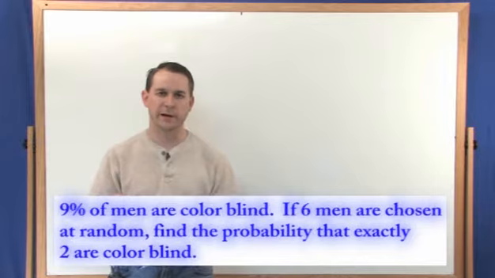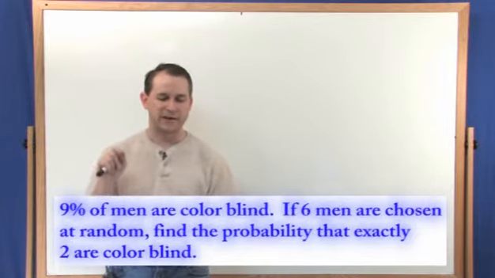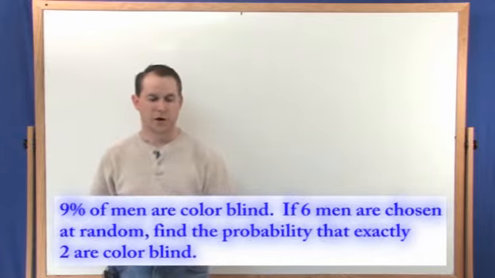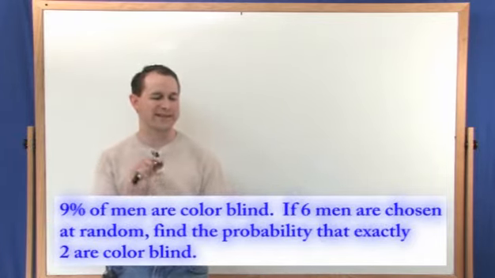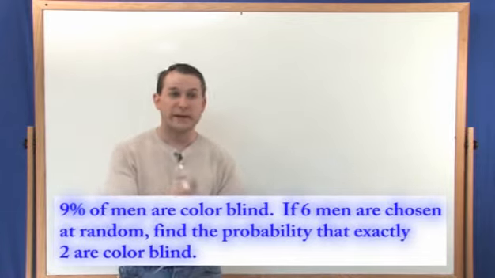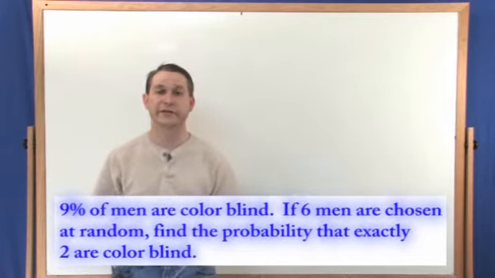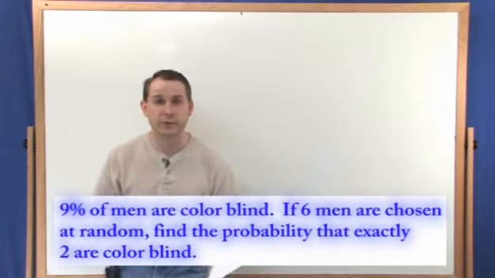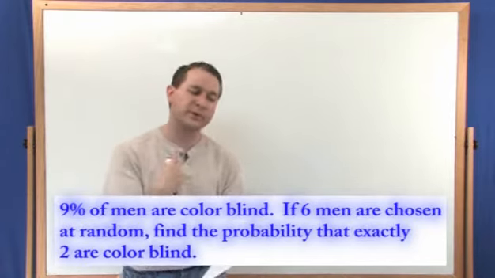9% of the men are colorblind. If 6 men are chosen at random, find the probability that exactly 2 of them are colorblind. So without writing anything down, when you think about what you're doing, you're pulling 6 people from the population. So that's sort of like an event, right? So basically it's a trial, okay? So there's 6 trials. N is equal to 6. I haven't even written anything down yet, I'm just telling you this. N is equal to 6 because we pulled 6 people.